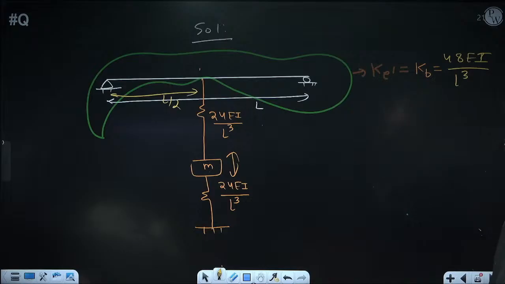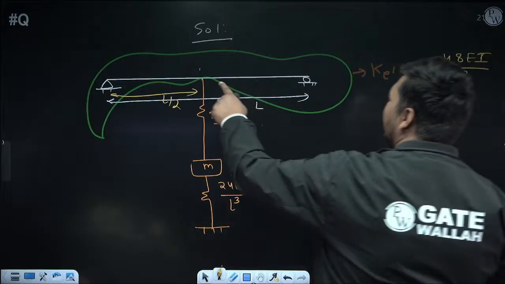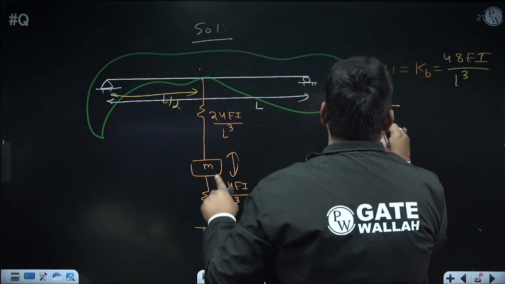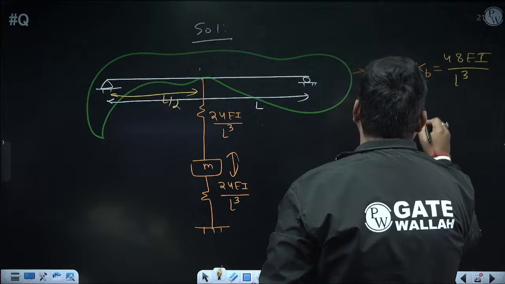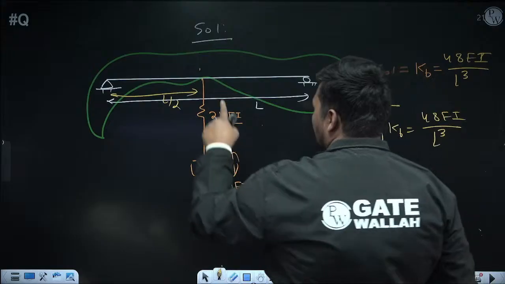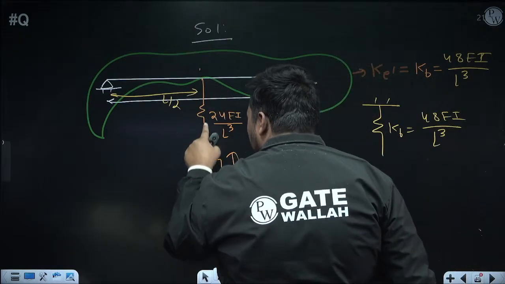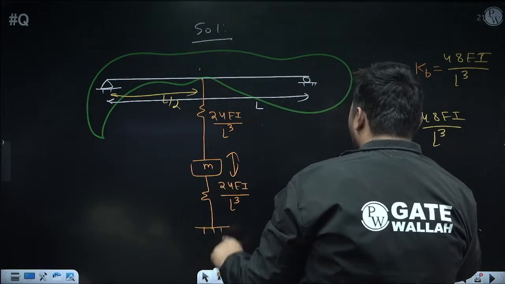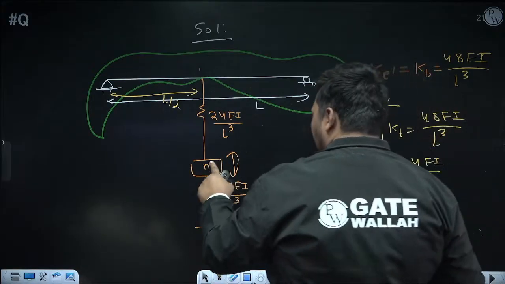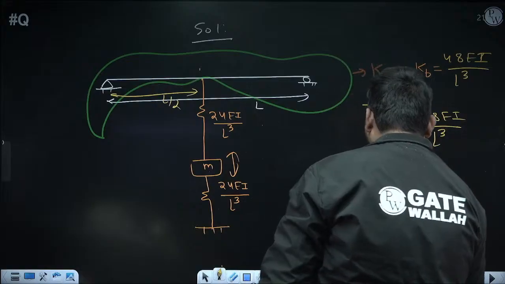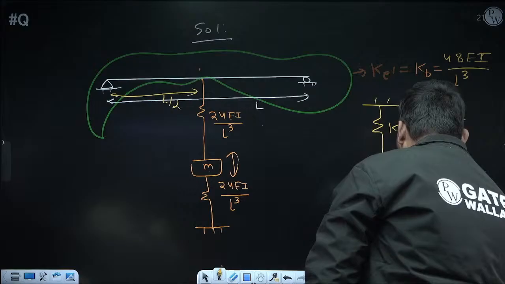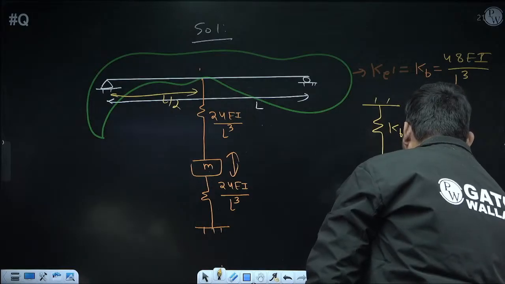Now after that, draw equivalent diagram. Now how you can draw the equivalent diagram? I am replacing this portion of the structure with a single spring, whose stiffness is KB, and KB we have calculated, 48 EI upon L cube. Now consider the other spring. With this structure, first this spring is attached, whose stiffness is 24 EI upon L cube. Now below this mass is attached. And below this, now this spring is attached, whose stiffness is 24 EI upon L cube.